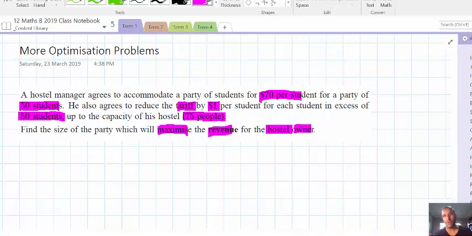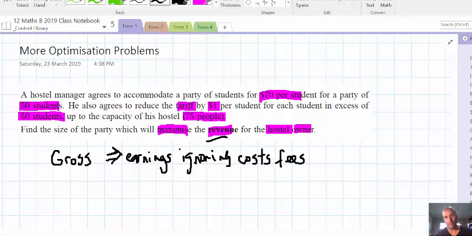So we need to look at the information and clarify that first. We can predict that this is going to be an optimization problem where we've got to find a maximum. And we need to clarify some terms, especially revenue. Revenue is basically the gross intake of money, the gross earnings, ignoring costs or fees. We're not considering those things, just the money coming in.